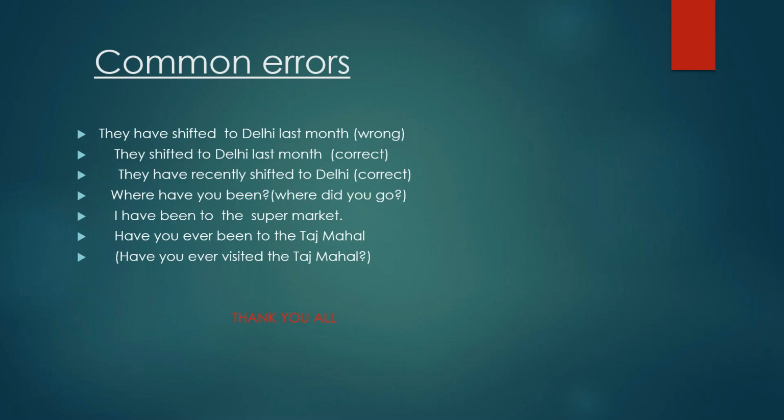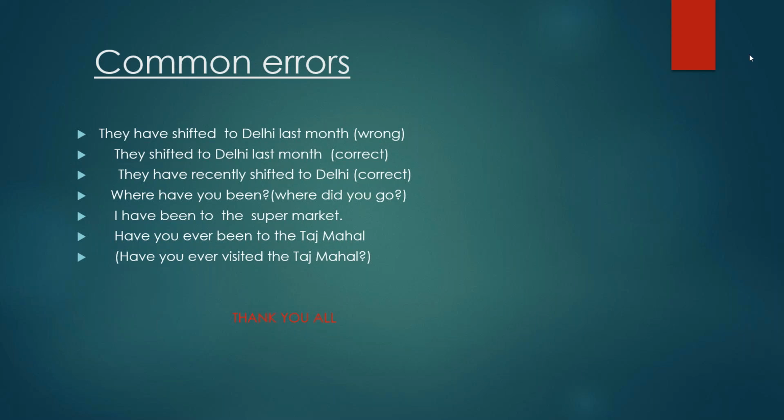Now, a few more sentences. They have shifted to Delhi last month. Is it a wrong sentence or right sentence? Absolutely wrong. Why is it wrong? They have shifted to Delhi. What are we using here? Have shifted, present perfect. And last month is referring to the past activity, the activity that happened in the past. That is why that's a wrong sentence. They shifted to Delhi last month. This is an absolutely right sentence. Why? Because we are not using the present perfect here. We are using directly the simple past.